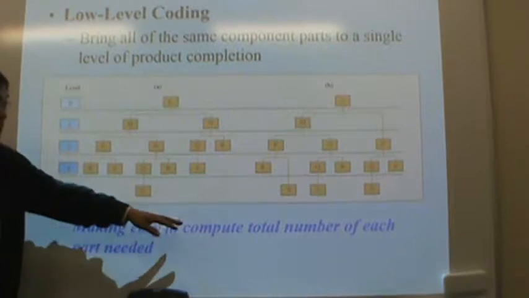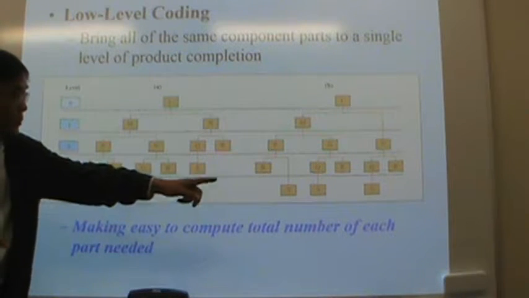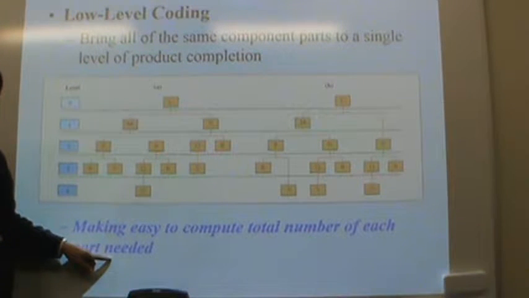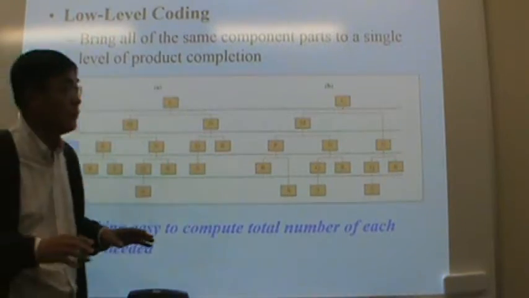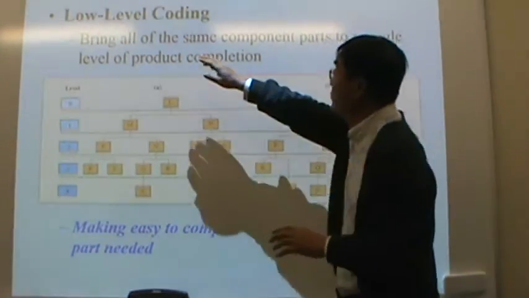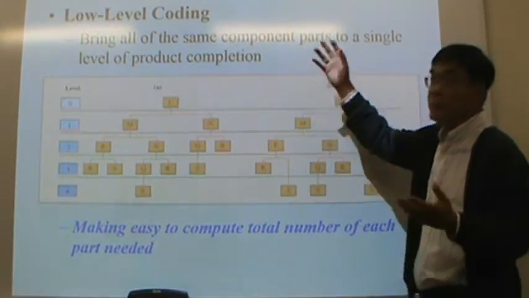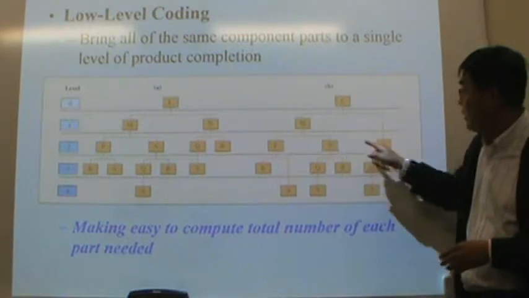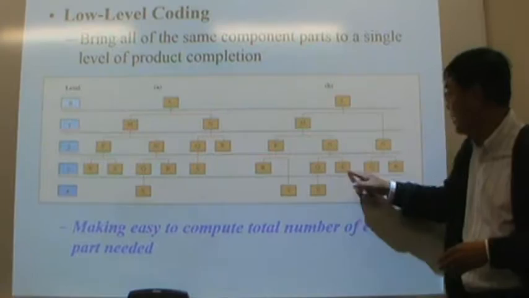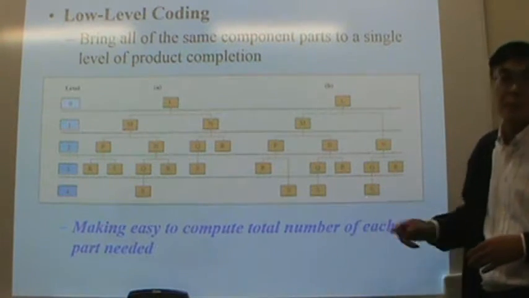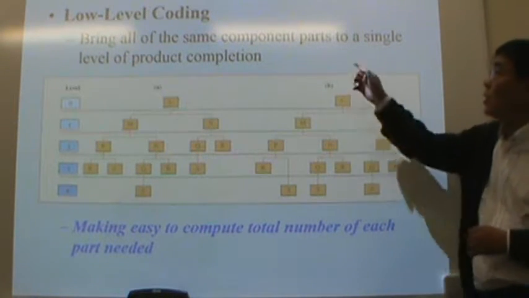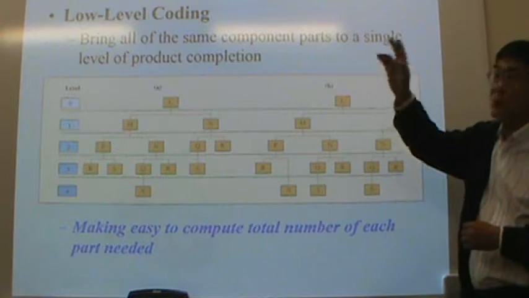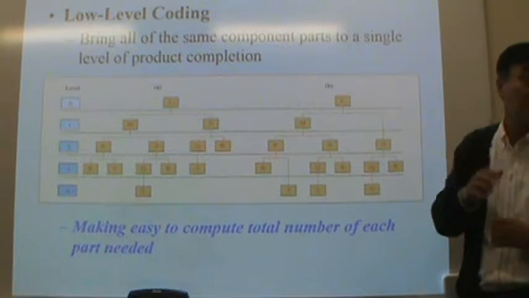The point is to compute the total number of each part. To do that, we bring all the same components or parts to the same level. N, R, S, like that. That is low-level coding, something like a fail-safe.